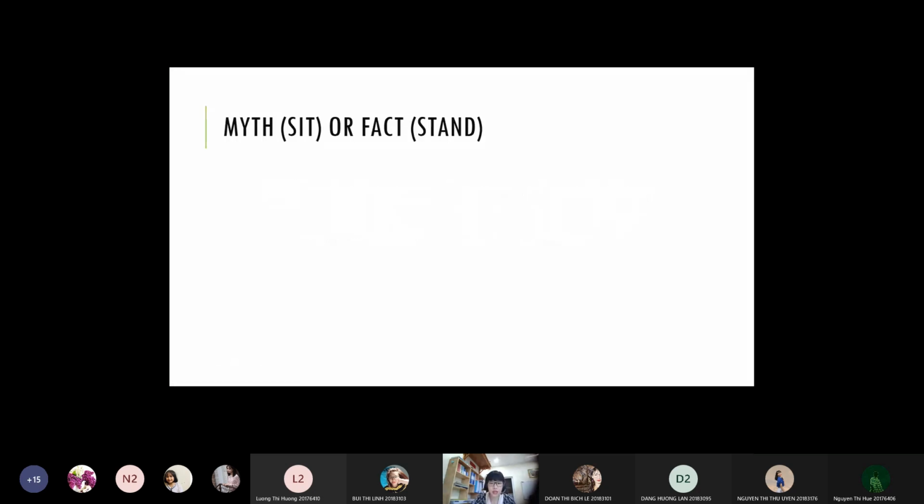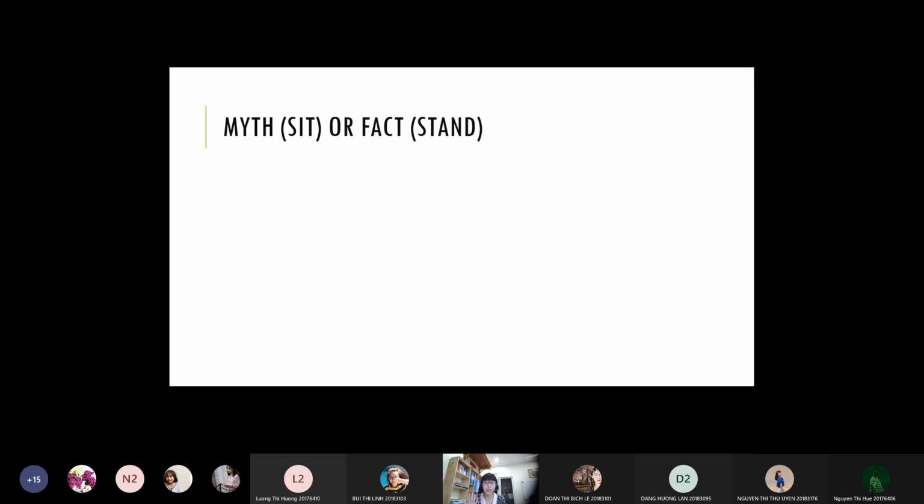Now for this activity, I want you to turn on your camera. First of all, so that I can see familiar faces, bright smiles instead of the screen. And then, because this activity involves some physical movement. I'm going to show you some statements, 6 altogether, I think.